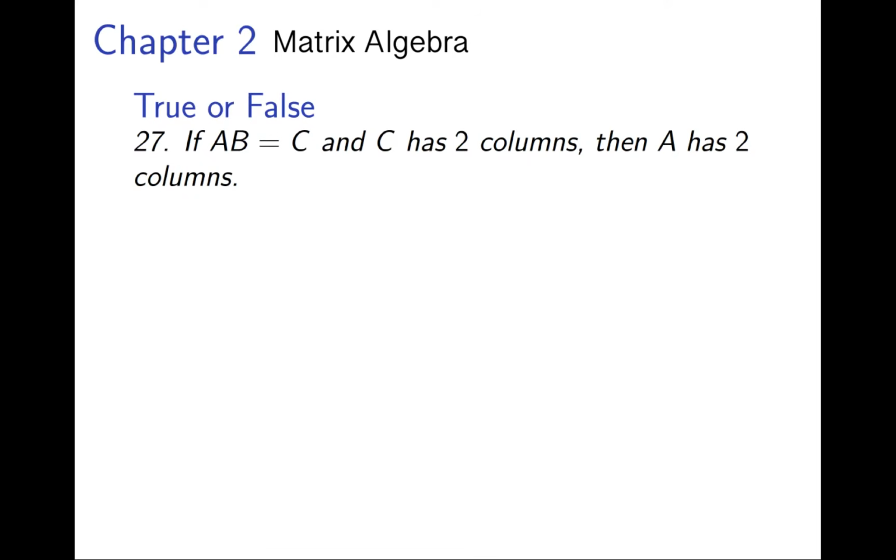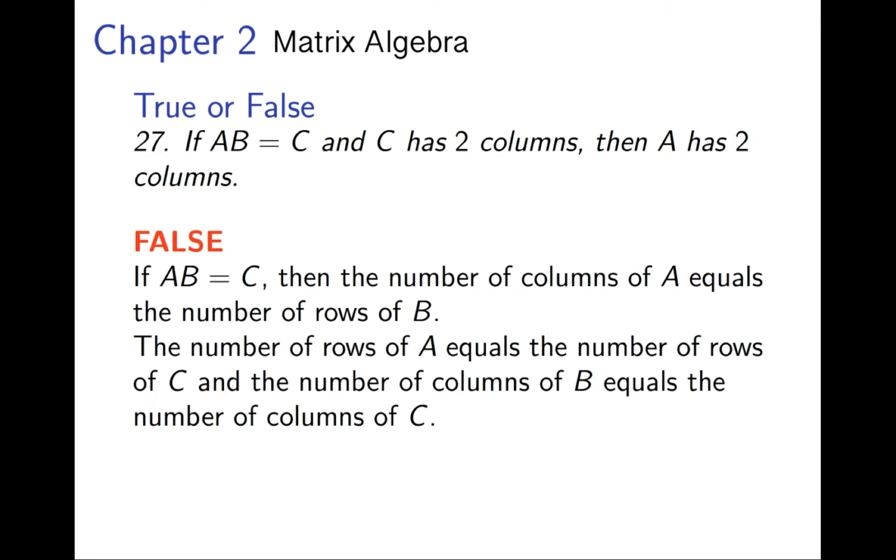Number 27. If AB equals C and C has 2 columns, then A has 2 columns. This one is false. If AB equals C, that means that the number of columns of A equals the number of rows of B, and the number of rows of A equals the number of rows of C. The number of columns of B is equal to the number of columns of C. So if C has 2 columns, it's the case that B has 2 columns.